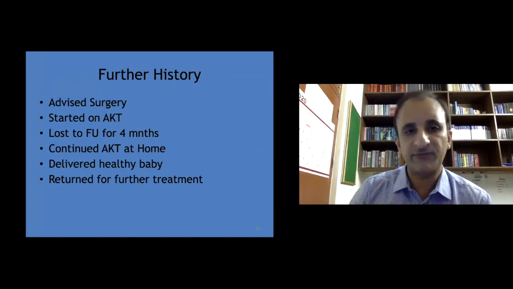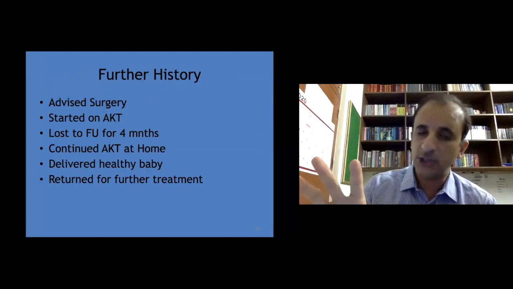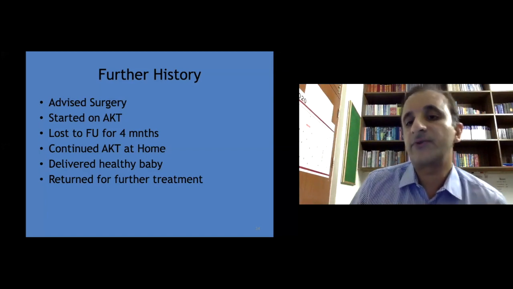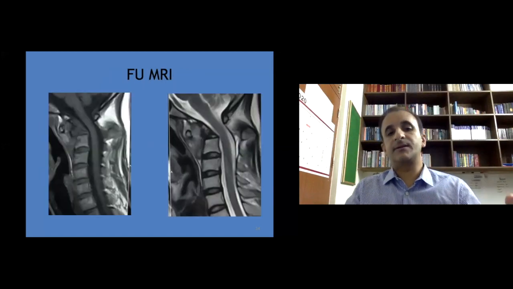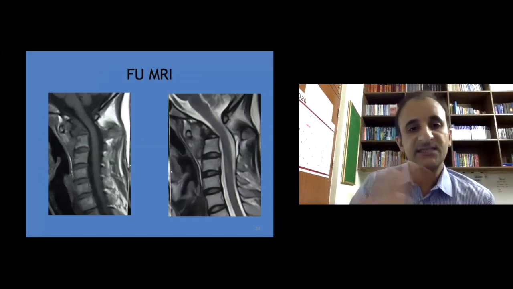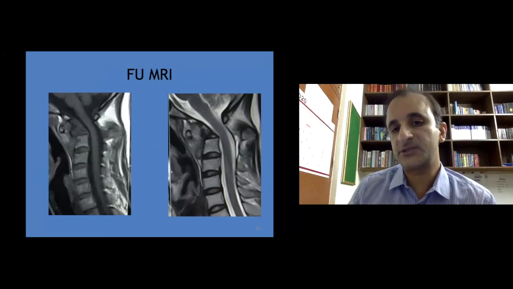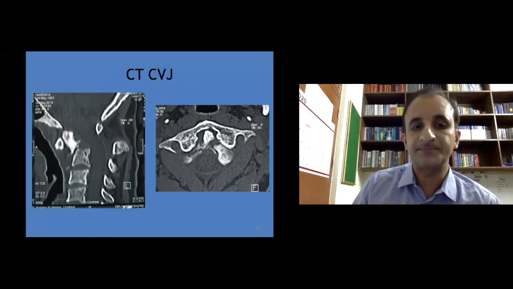We did not go in for a biopsy. The patient was lost to follow-up for 4 months. She continued anti-tubercular therapy, delivered a healthy baby, and returned to us for further treatment with neck pain. And this is the MRI picture. Her pus is almost completely resolved, but there is instability.